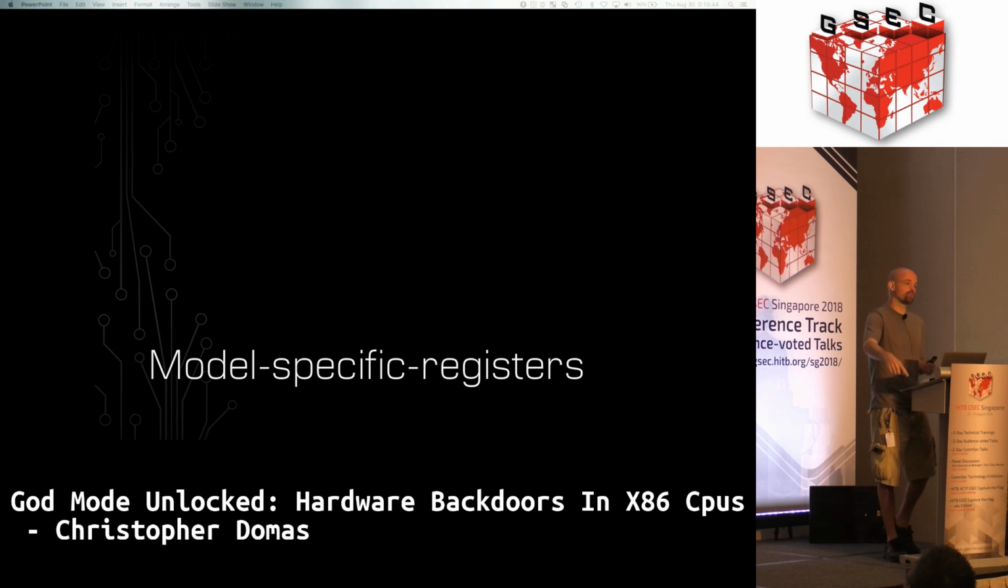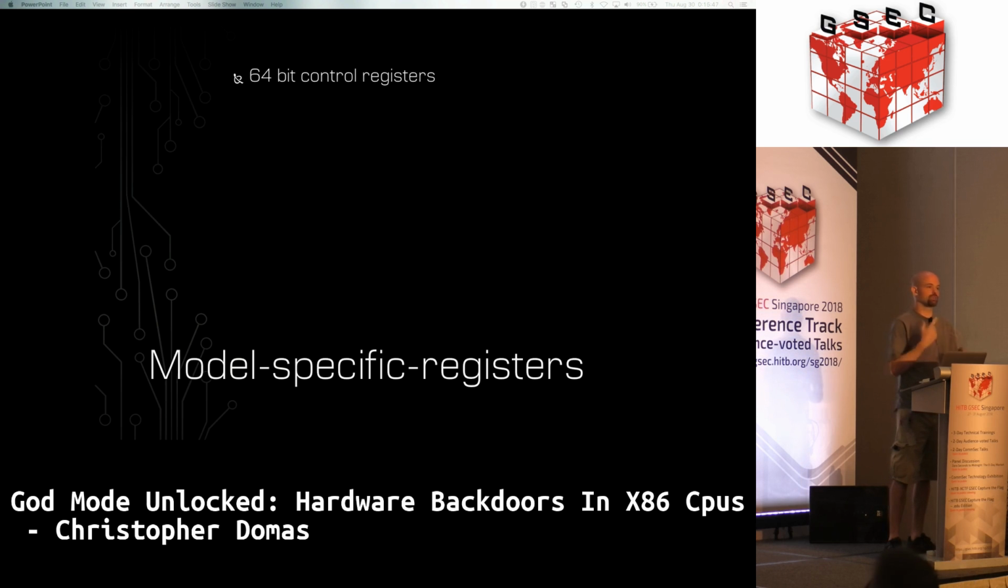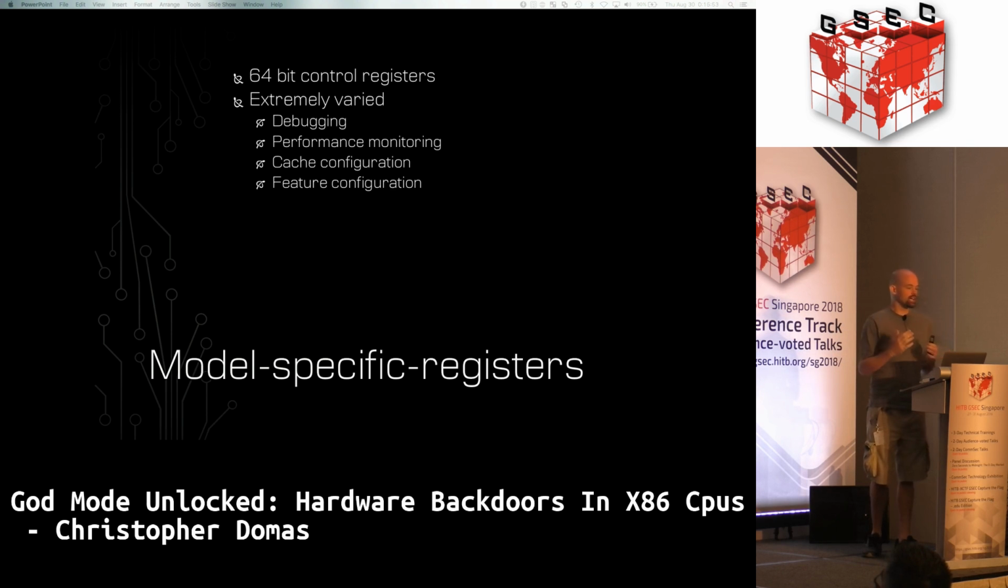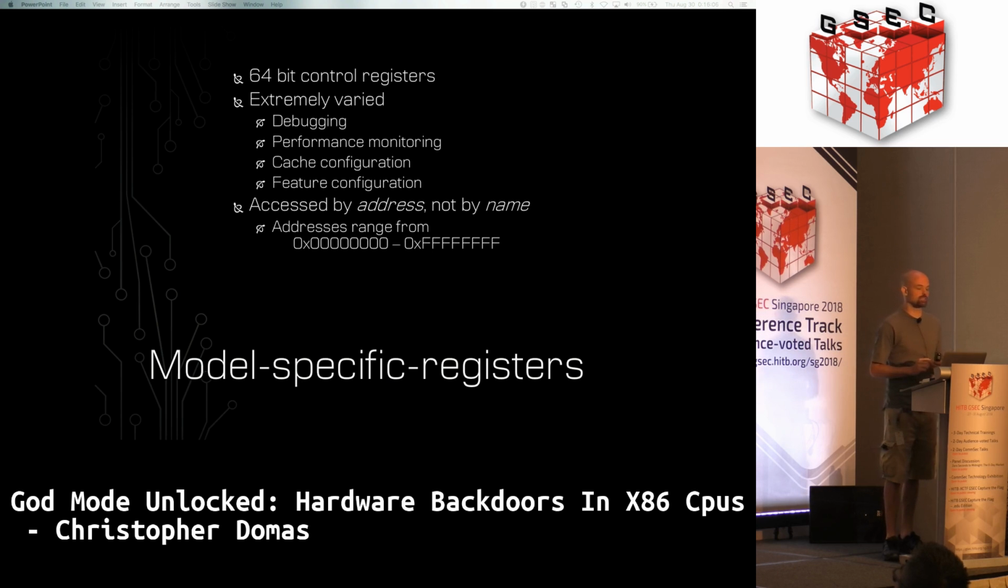So let's look at the first piece of that chain. Let's look at these model-specific registers. If you're not familiar with MSRs in x86, basically they're 64-bit control registers that do all sorts of different things on the processor. They control things like debugging and performance monitoring, cache configuration, feature configuration. Basically anything that's not general computation can get thrown into a model-specific register.